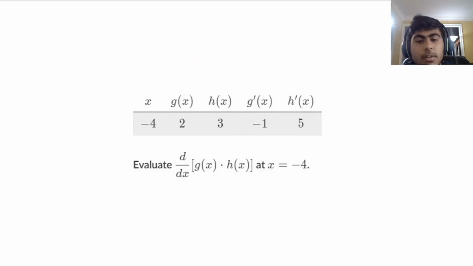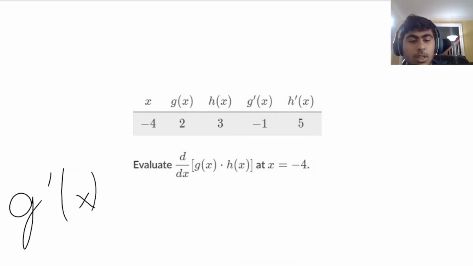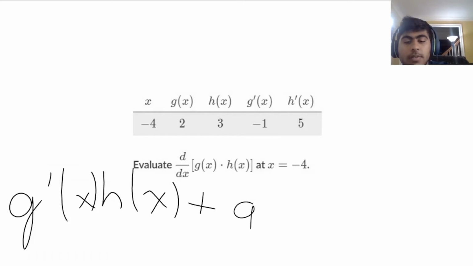Now we actually have values for g of x, h of x, and then g prime of x and h prime of x. And we have to figure out how to find the derivative of their product at x equals negative 4. So using the product rule, we're going to end up getting g prime of x times h of x plus g of x times h prime of x.